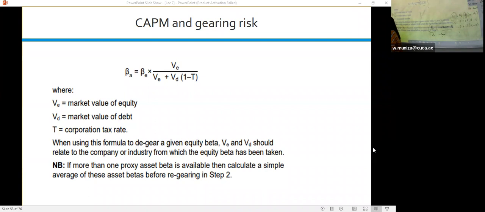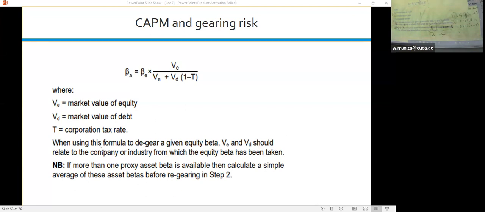Now you have to re-gear it by using the debt to equity ratio of the company in which you are investing. So for re-gearing, the formula is again going to remain the same. First, you used the values of company B for de-gearing, which excluded the debt to equity ratio of that company. Now you are re-gearing by using the debt to equity ratio of the company in which you are thinking to invest. Got it? So the formula remains the same, and now your equity beta will be transferred to this one. Clear? This is what they are explaining over here.